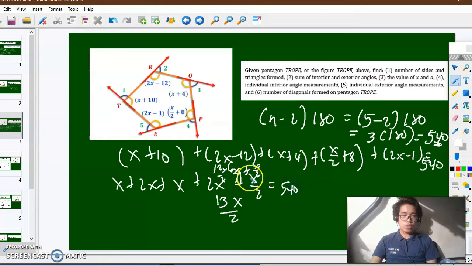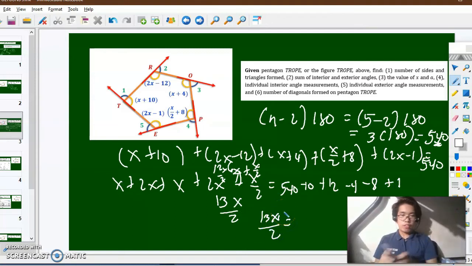Then we have minus 10, then plus 12, then minus 4, then minus 8, then plus 1. So 13x over 2 is equal to 540, minus 10, plus 12, minus 4, minus 8, plus 1. So we get 531. So 13x over 2 is equal to 531.